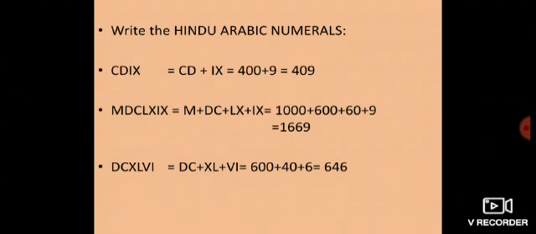MDCLXIX. It is equal to M plus DC plus LX plus IX. Then we calculate the values and the total comes to 1669. See the last one, DCXLVI. So it is equal to DC plus XL plus VI and the total comes to 646.